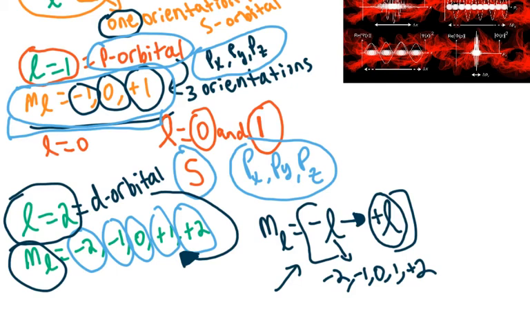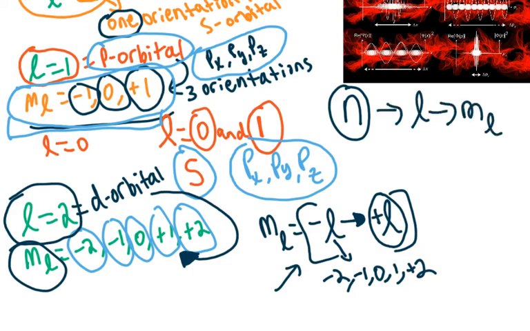So you can see that everything ties up to our principal quantum number. Without a principal quantum number, we can't decide our azimuthal quantum number, and without our azimuthal quantum number, we can't decide our magnetic quantum number. So it all ties together. Let's write that down real quick. Okay, so let's get back to this.